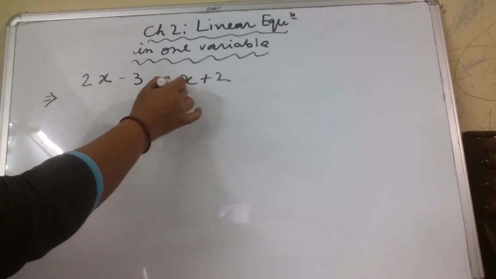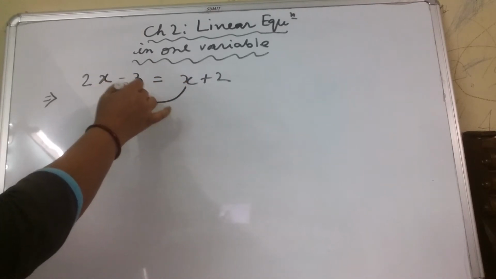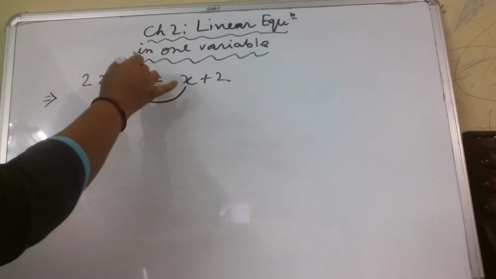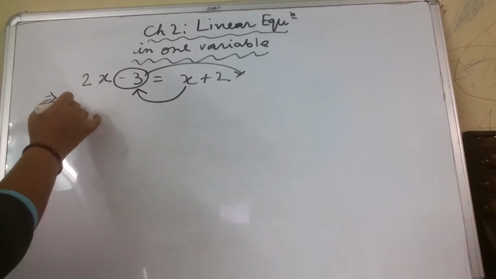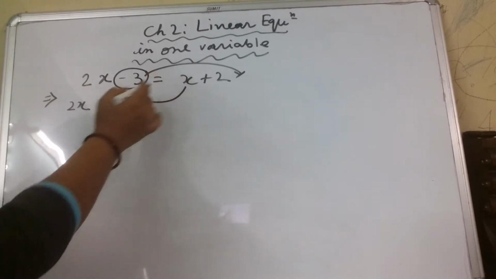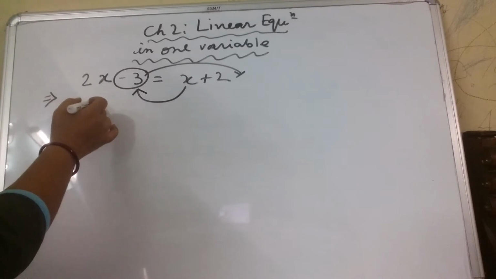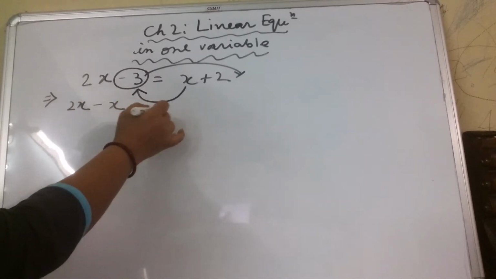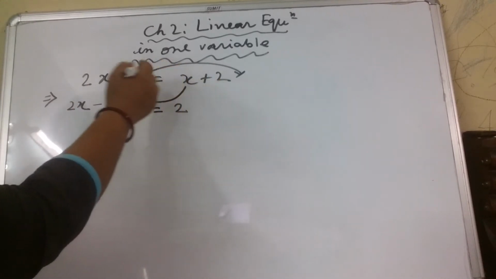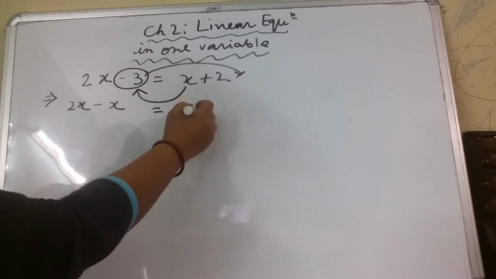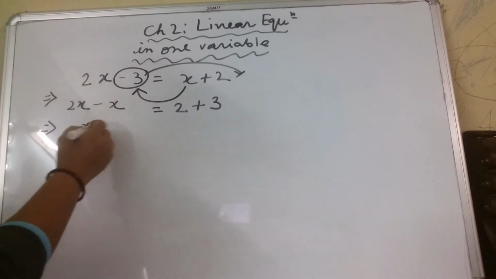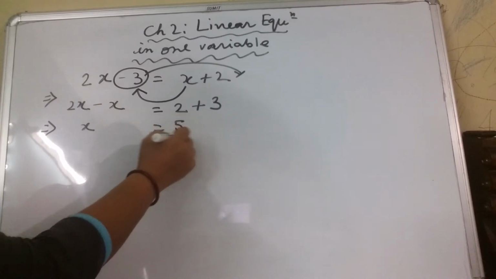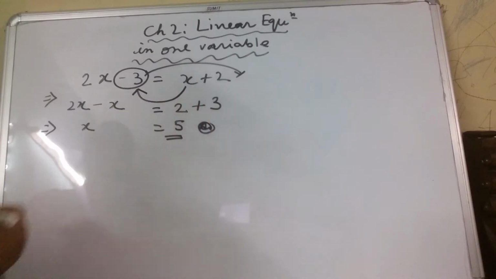So this x you have to transpose it to this side and minus 3 you have to transpose this to right hand side. So you will write 2x, this plus x, so when it will come to the left hand side it will become minus x and this plus 2 will remain, this minus 3 when you will transpose it will become plus 3. Okay, so 2x minus x is x and 2 plus 3 is 5. Understood?